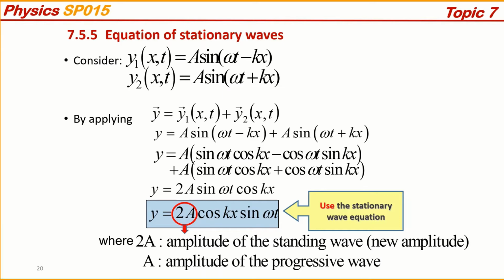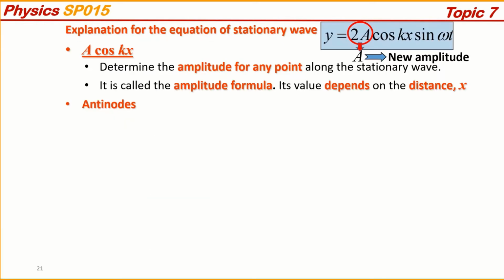Include in learning outcome. Explanation for the equation of stationary wave y equals 2a cos kx sine omega t. 2a is the new amplitude. 2a cos kx determines the amplitude for any point along the stationary wave. It is called the amplitude formula. Its value depends on the distance x.